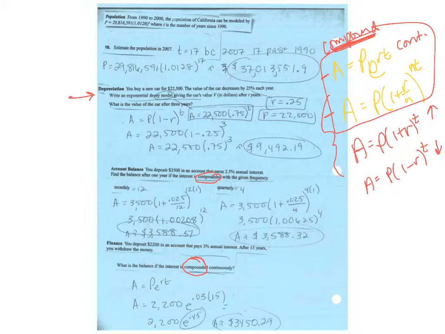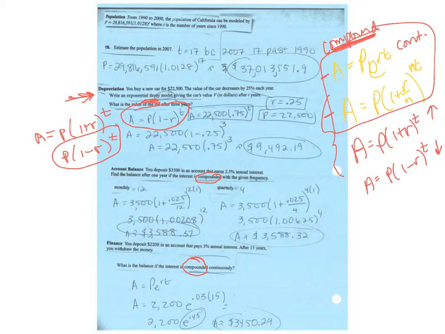So right off the bat, I know when I read this problem that it's got to either be A equals P times 1 plus R to the T or 1 minus R to the T. And obviously if something is going down, decaying, it's going to be the minus one. And that is why I use the A equals P times 1 minus R to the T. Then you plug numbers in.